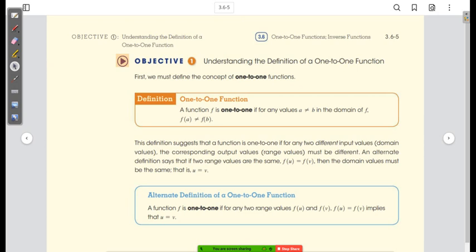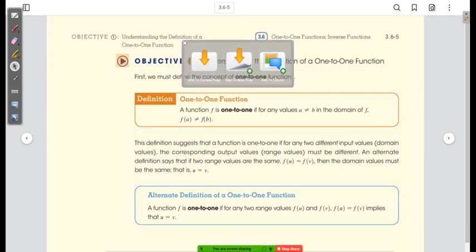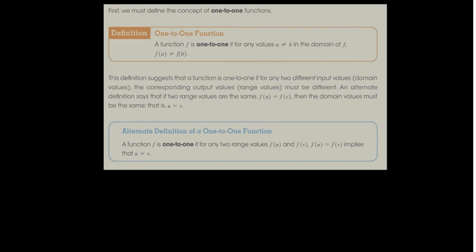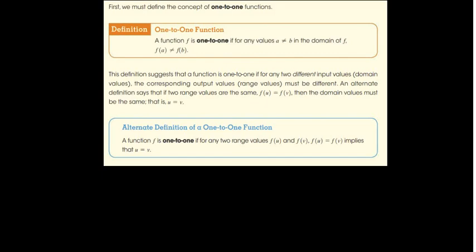And here we're going to have our definitions. First we must define the concept of a one-to-one function. A function f is one-to-one if for any values a not equal to b in the domain of f, then f of a is not equal to f of b. Let me break that down for you real quickly.